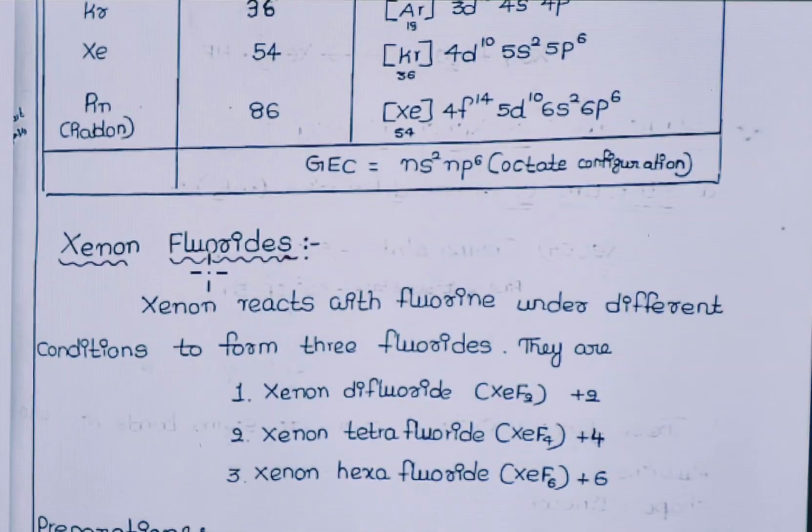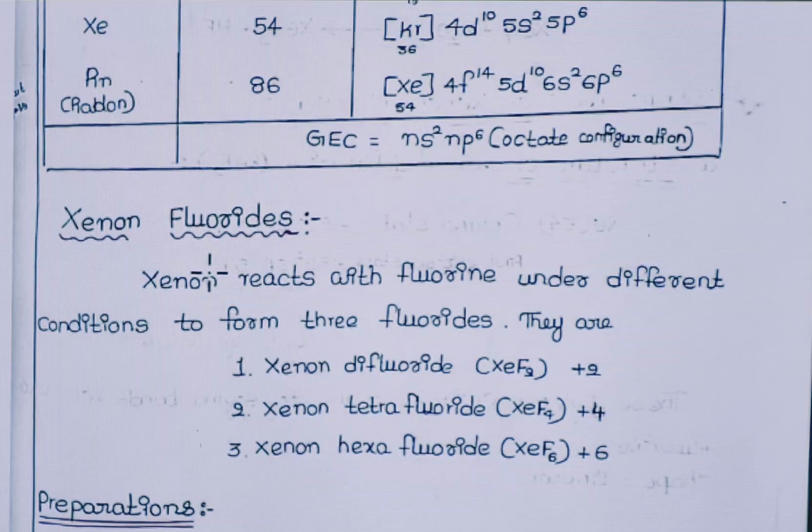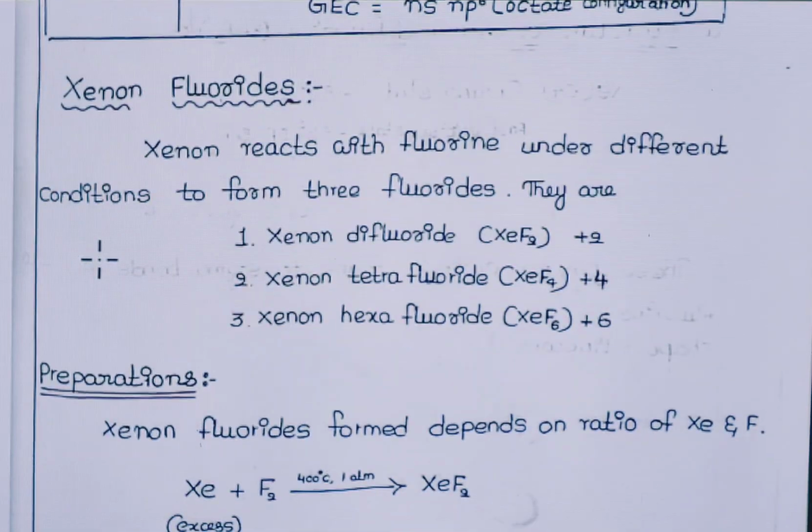So here the xenon will form compounds with different elements. So the first important topic in this chapter is xenon fluorides. Xenon reacts with fluorine to give xenon fluorides. Let me explain the types and structures of xenon fluorides.